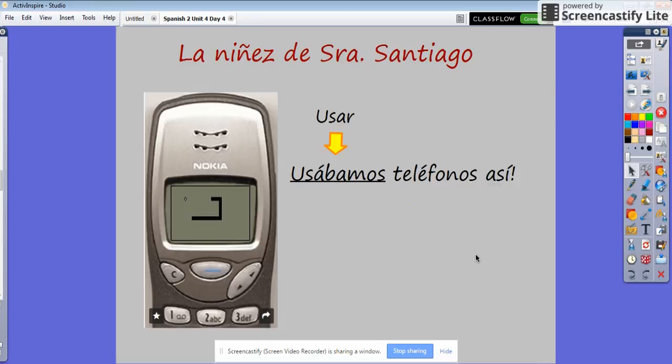All right, y usábamos teléfonos así. Now, usar is an AR verb, but I use the ábamos ending, and that does have an accent on that first A, ábamos. And the reason why I put it ábamos is because it's not yo anymore. It's in the nosotros form. So I'm saying we used to use phones like this. Usábamos teléfonos así, con Snake. Y'all remember that snake game where you had to get the snake to run around and try to get this part? It was a lot of fun. Usábamos teléfonos así y era muy divertido.